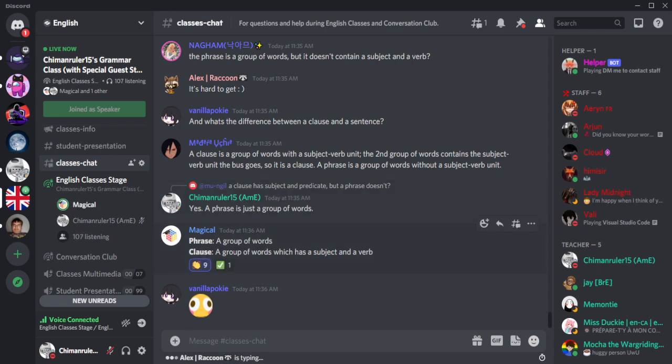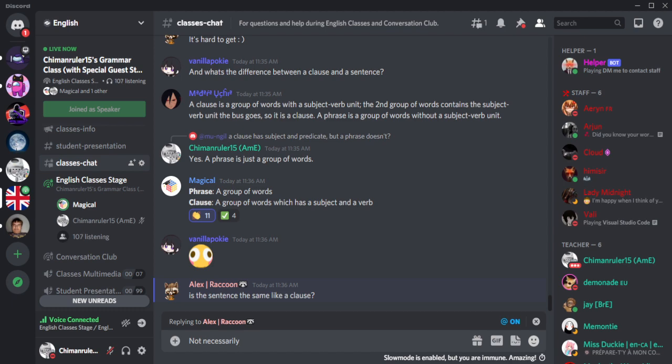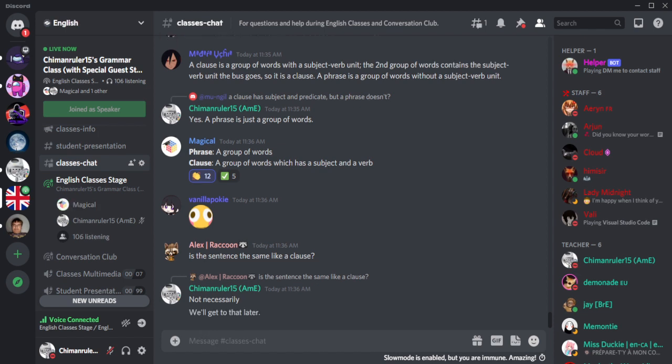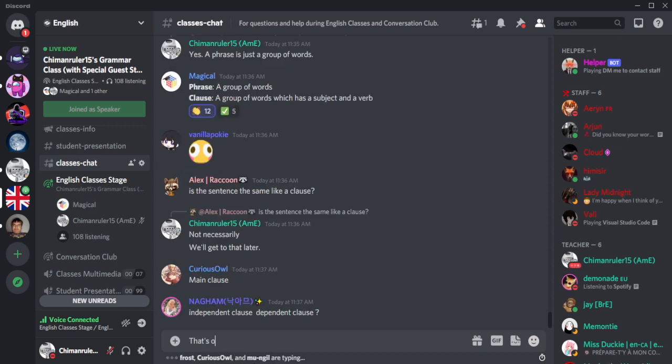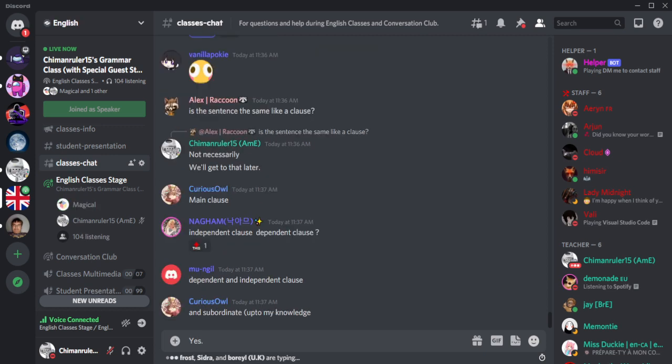So now that we know what a clause is, let's get a bit more deep into it. So in the last session, we said that we have two kinds of clauses. Is the sentence the same as a clause? This question will be answered. So we have two kinds of clauses. Does anyone remember anything about them? We have a main clause, okay? Independent and dependent clause. And as we will say it again, yes.